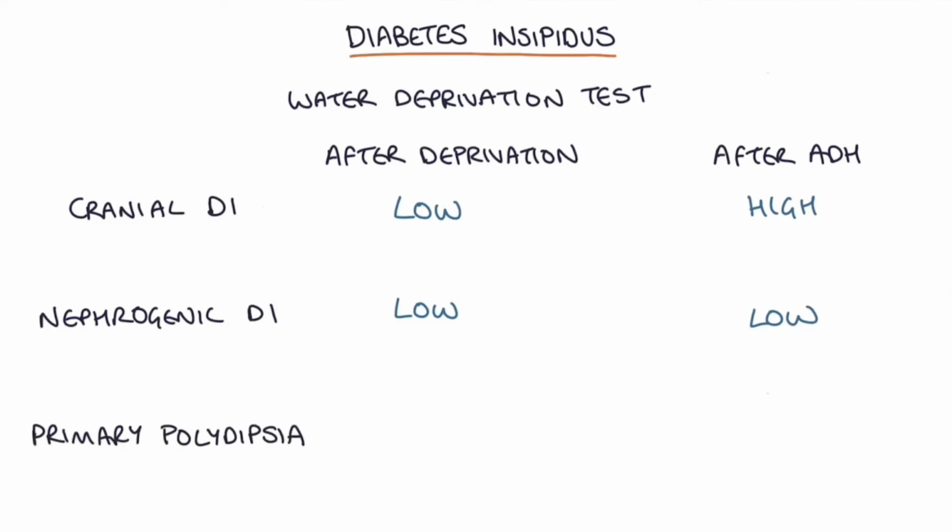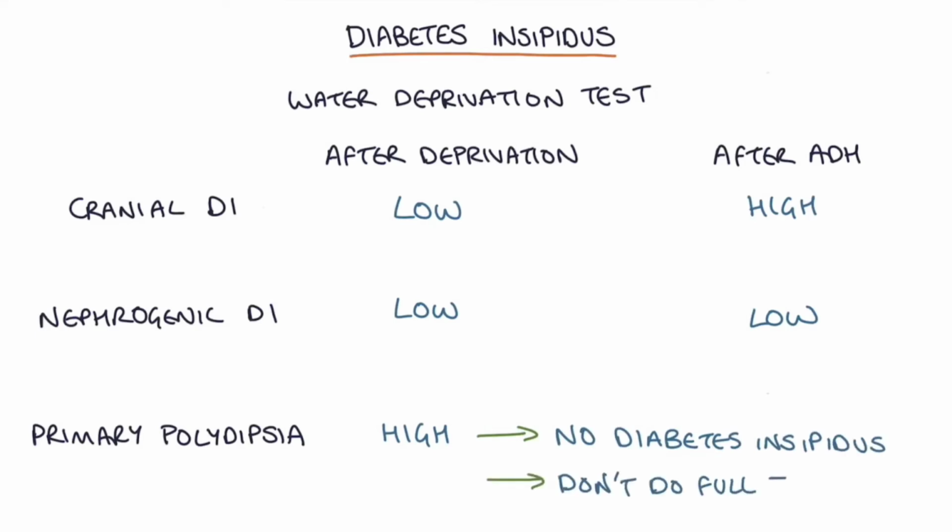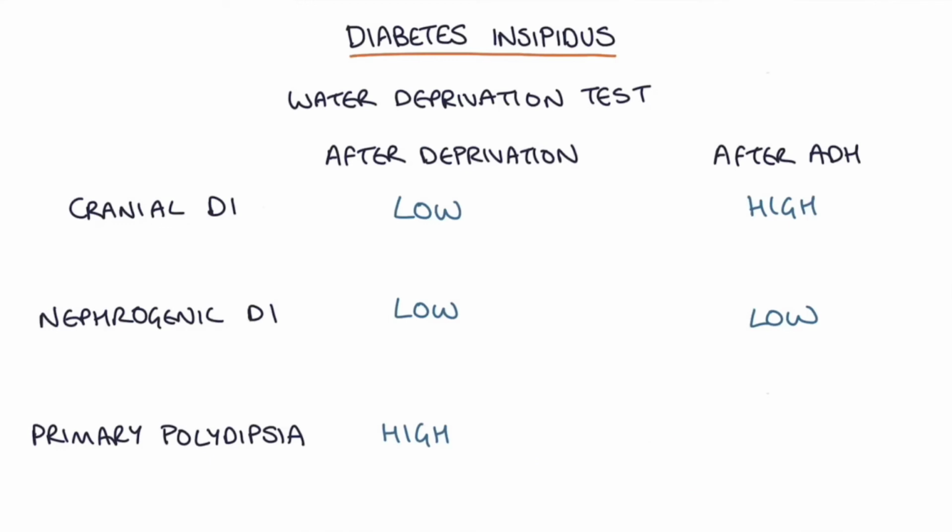In primary polydipsia, the 8-hour water deprivation will cause the urine osmolality to be high even before the synthetic ADH is given. If you have a high urine osmolality 8 hours after water deprivation, you know that they don't have diabetes insipidus, so there's no purpose for giving ADH and doing the full test. You can exclude at this point that they have any diabetes insipidus.